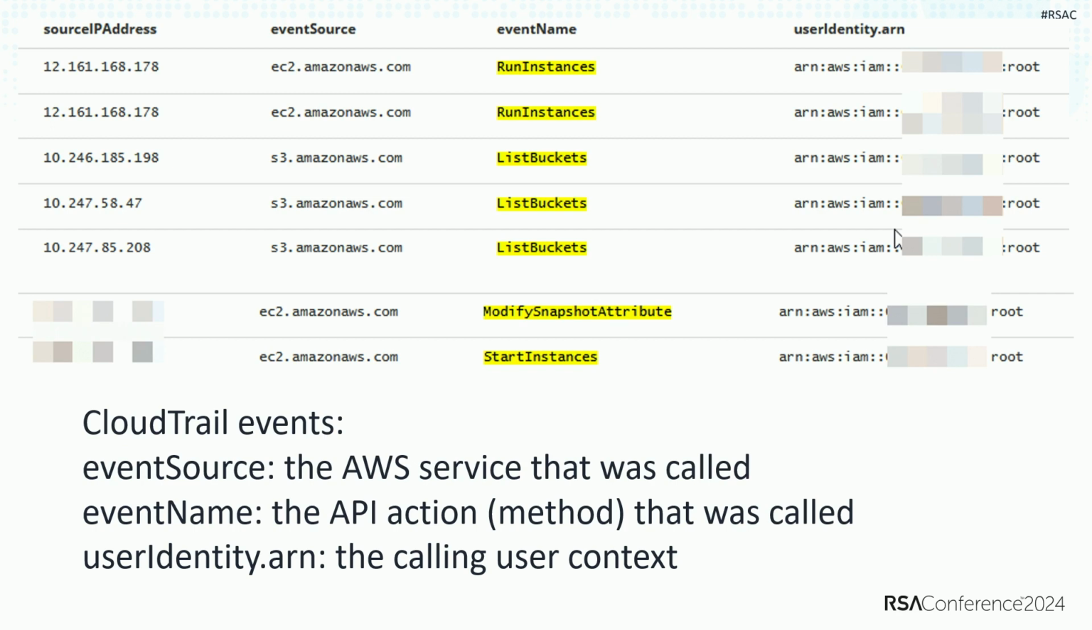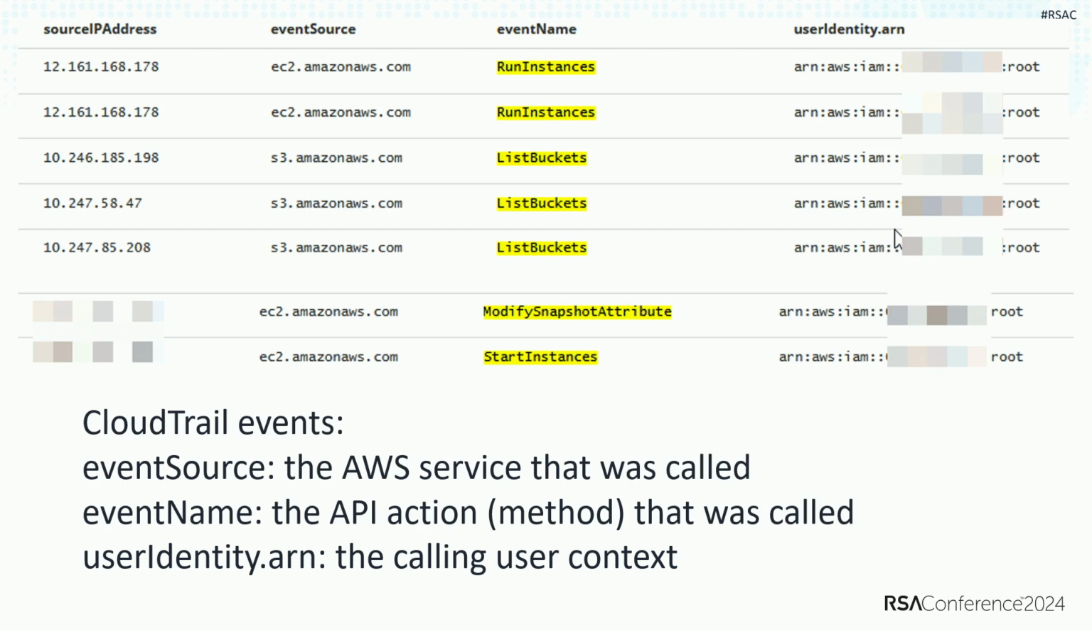So you've got a source IP address, where it came from. The event source is the name of the service that the action was transacted in. The event name is the name of the action that was called, which is essentially an API method. And then the user identity is what it sounds like. It's the unique user identity who made the call. And these are just 4 fields. These are the 4 fields we'll be working with today.